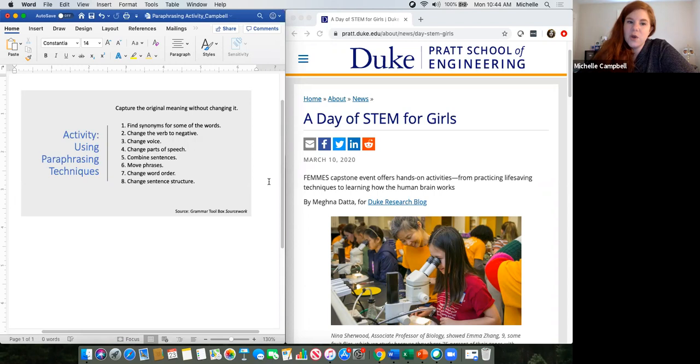So here are some ways that you can do that, because again, the idea is we want to put it in our own words. So one of the things we can do is find synonyms for some of the words. So find a word that means something similar. We could change the verb to negative. We could change the voice. If it's active, change it to passive. If it's passive, perhaps change it to active. We could change parts of speech. So for example, make a noun into the adjective form. Make a verb into the noun form. We can combine sentences. We can move phrases. We can change the word order, and we can also change the sentence structure.